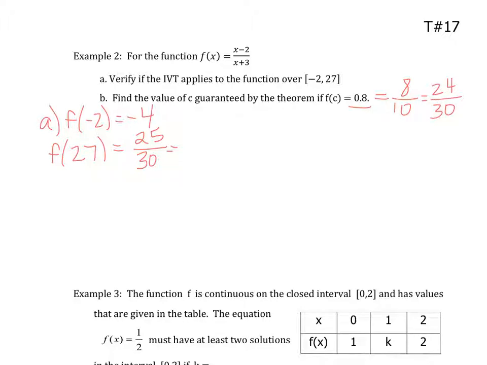Don't just assume that it is, because it may not be. And if it's not, if they ask you, because on these questions it says verify that it does apply, but some questions might say, see if the IVT applies. If one of the conditions isn't met, then no C is guaranteed, because you just say that the conditions aren't met. So I do have to be careful and not assume that it's going to be between the values, but this one is.